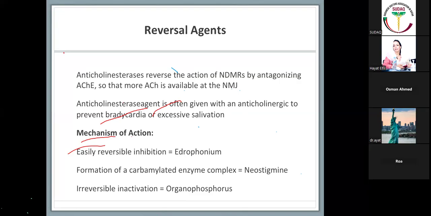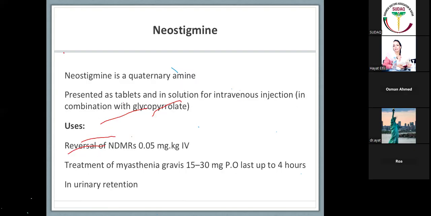Don't worry about that one, but in general the mechanism of action will be in three categories: easily reversible inhibition like edrophonium, formation of a carbamylated enzyme complex, that's neostigmine, which we will be interested in, and irreversible inactivation like the organophosphorus agents. This is more of academic knowledge really, but edrophonium is important in terms of myasthenia gravis and myasthenic crisis and these kinds of things. So it interacts in that sense. But our interest is neostigmine.